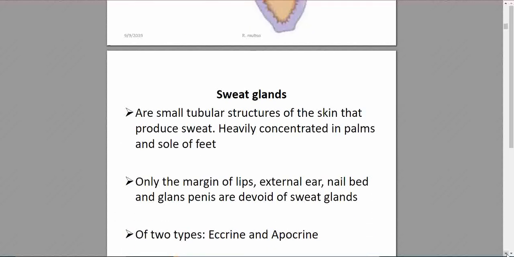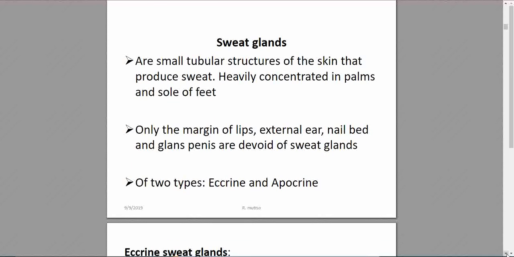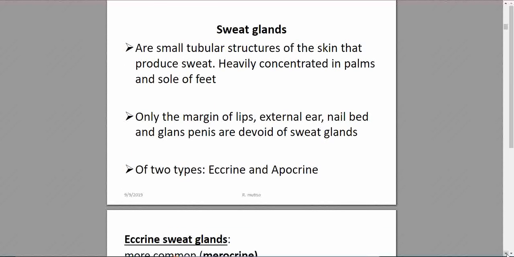Sweat glands are small tubular structures of the skin that produce sweat. They are heavily concentrated in the palms and soles of the feet. But in my case, I don't sweat on the palms, so I don't know where they took my sweat glands. My palms are forever dry, so I do moisturize them.